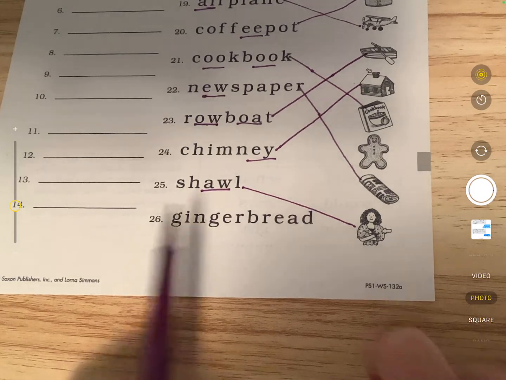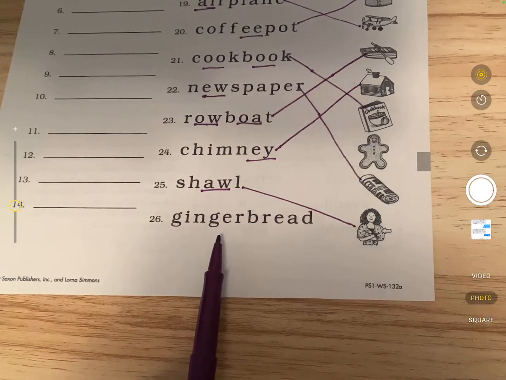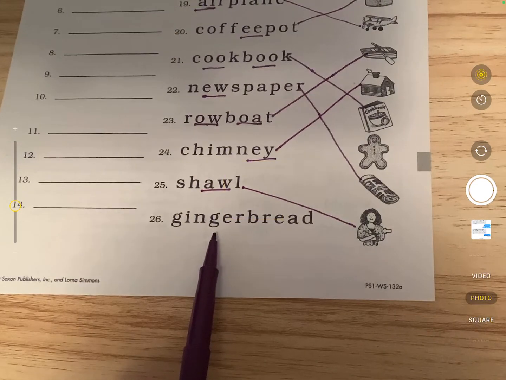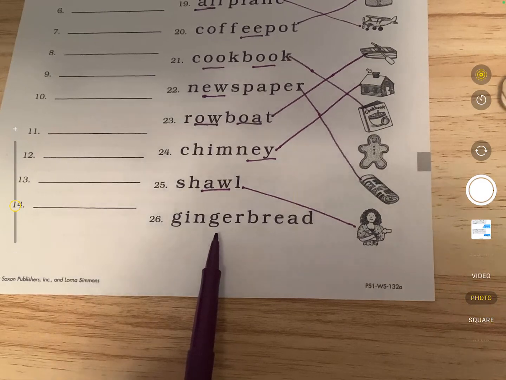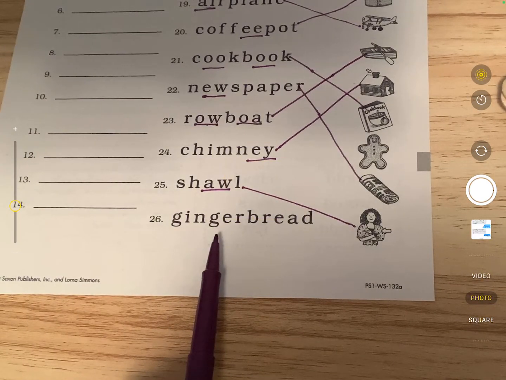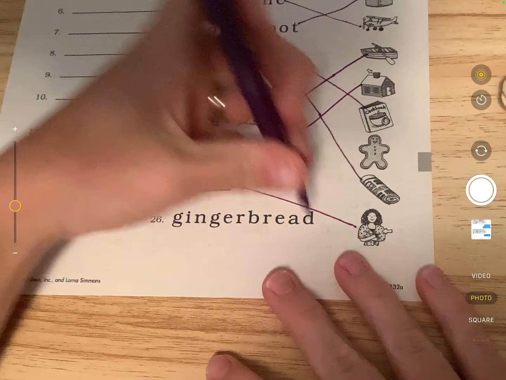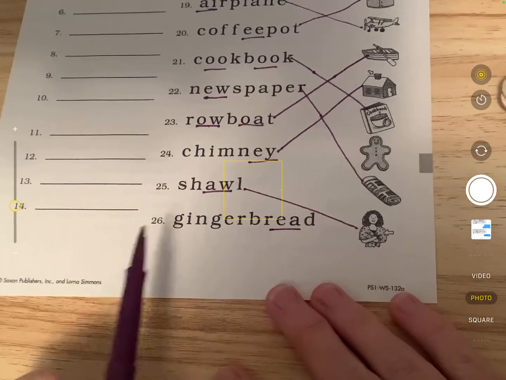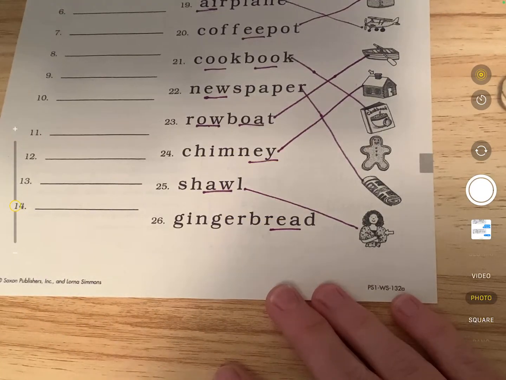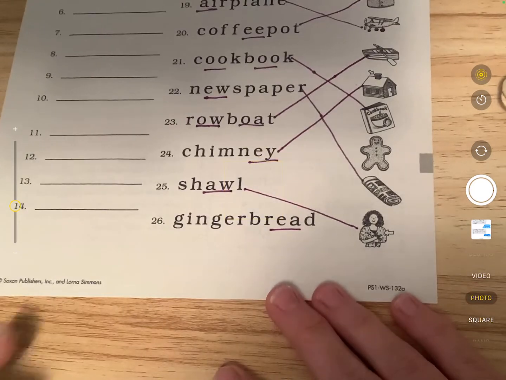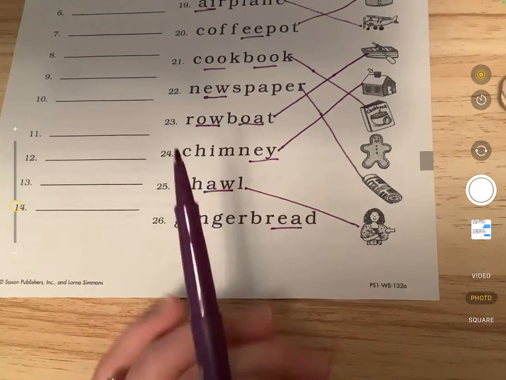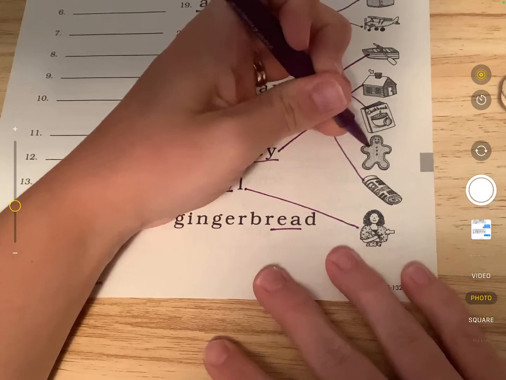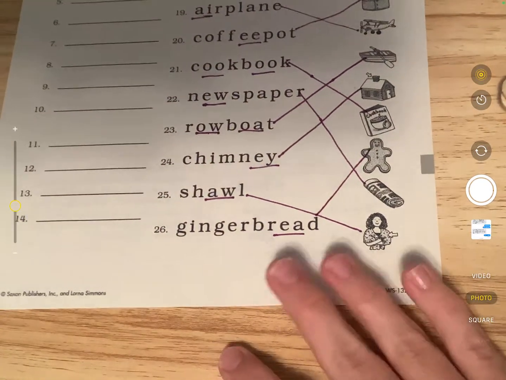Alrighty, last one, almost done. Let's see, Taylor, can you find the digraphs here? I think it's just 1, right? Did you just get EA? It's such a long word, it looks like there should be more. Taylor, do you know this word? Gingerbread. This EA is saying the short E sound here. Good, we'll connect it to the gingerbread cookie.